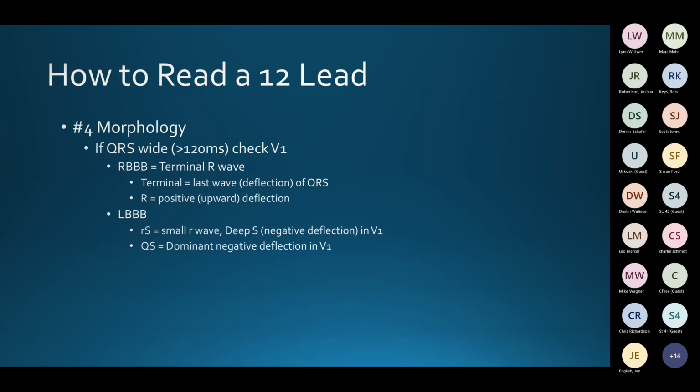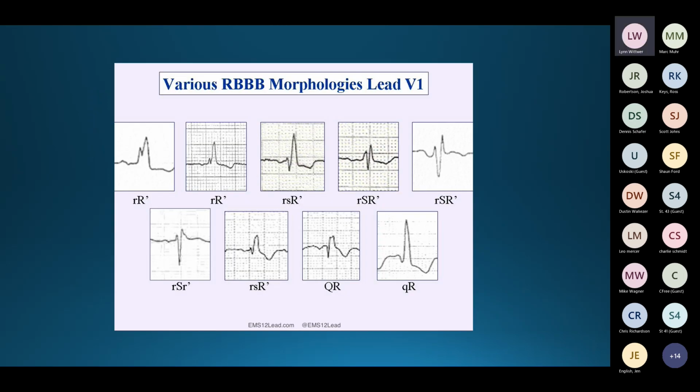Now, if it's a QS, that's also a left bundle branch block. So no R wave at all. But the R wave can be there. It can be small. So, right bundle branch morphology, lead V1.